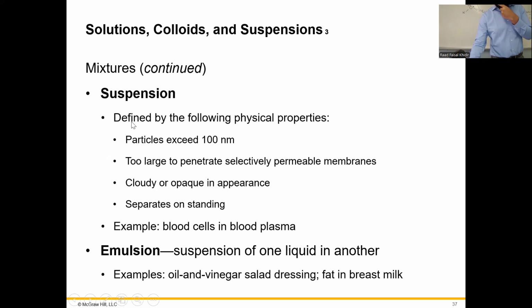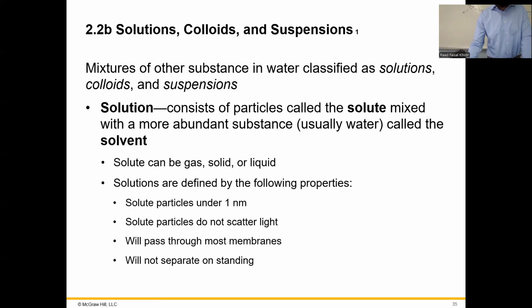Okay, suspension. So suspension is defined by the following physical properties. Its particles exceed 100 nanometers, and it is too large to penetrate selectively permeable membranes. It is cloudy or opaque in appearance, and it separates on standing. So that shows you blood cells and blood plasma. The examples really reveal everything.